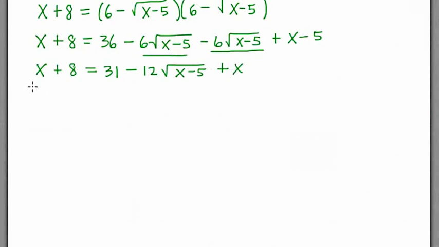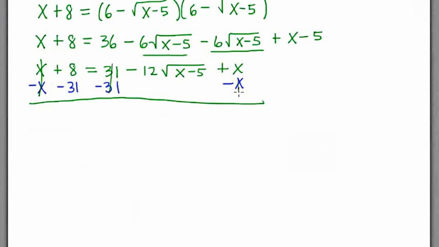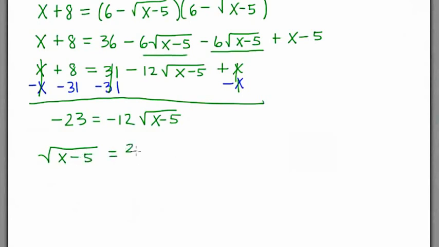Cleaning up even more, I'm going to subtract x from both sides, and I'm going to subtract 31 from both sides. And in doing this, these cancel, these cancel, these cancel, and I'm left with negative 23 is equal to negative 12 root x minus 5. Now if I divide both sides by negative 12, I know that two negatives make a positive, so I'm left with 23 over 12. Well, now I'm going to square both sides again.